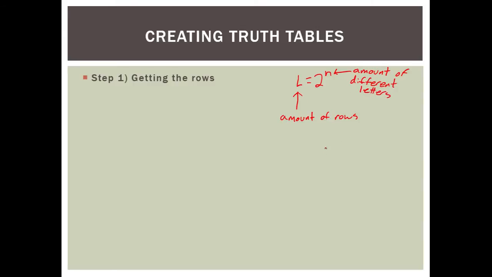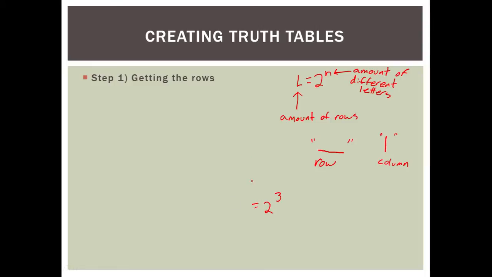By rows, be sure we're clear on this. A row goes left to right. I'm going to use row and column language a lot, so be clear on this. And a column goes up and down. So this is a row that's horizontal, and a column goes vertical. So that formula, L equals 2 to the nth power. If you had, say, 3 different letters, 2 to the third power, 2 times 2 is 4, times 2 is 8. So the amount of lines is going to be 8.